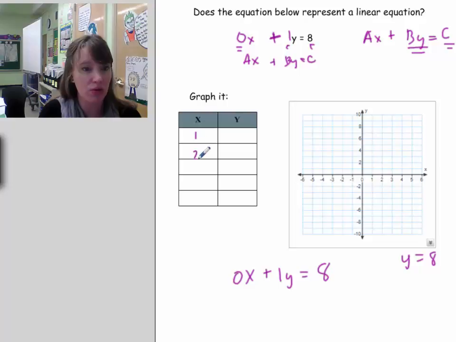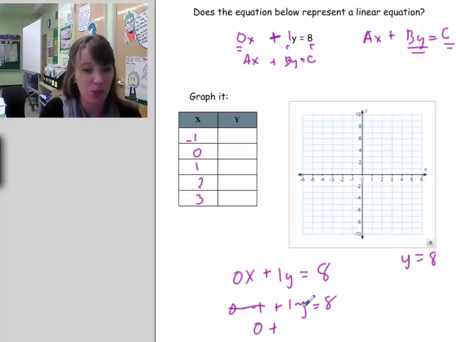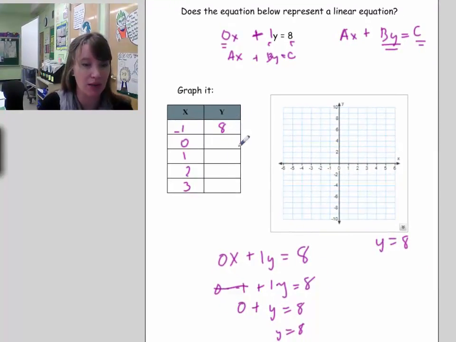So let's choose some values for x. I usually choose a negative value, so let's choose -1, 0, 1, 2, and 3. I like to choose 0 for x a lot, so that it's a little easier to figure out a value for y. Okay, 0 times -1 is just 0, right? So it would be 0 times -1 plus 1 times y equals 8. Well, this is 0 plus 1 times y, which is y equals 8. So y is equal to 8. Let's plot that, -1 and 8 right here.